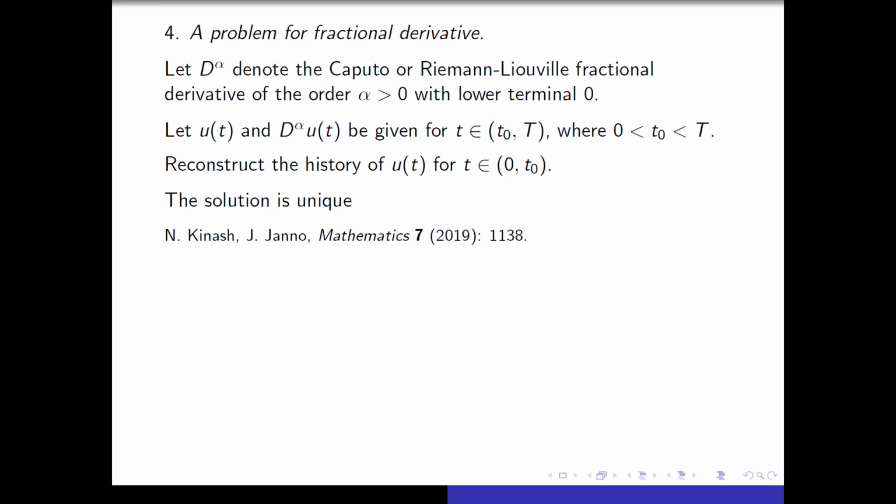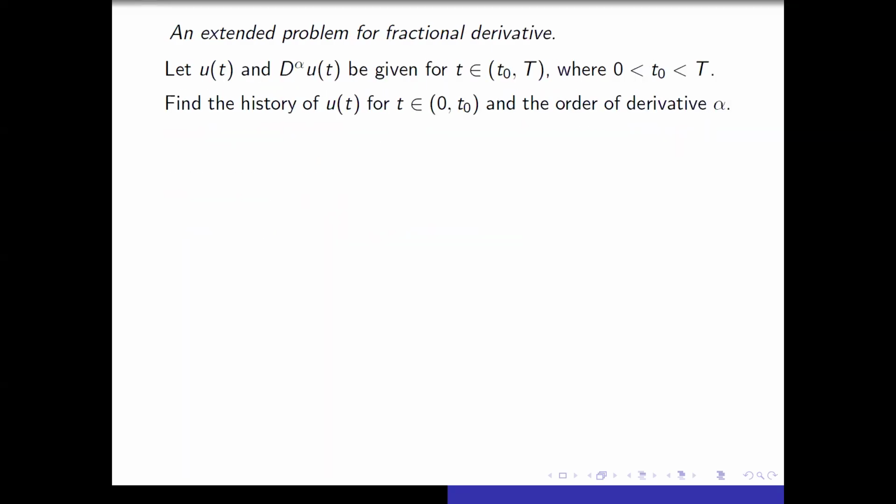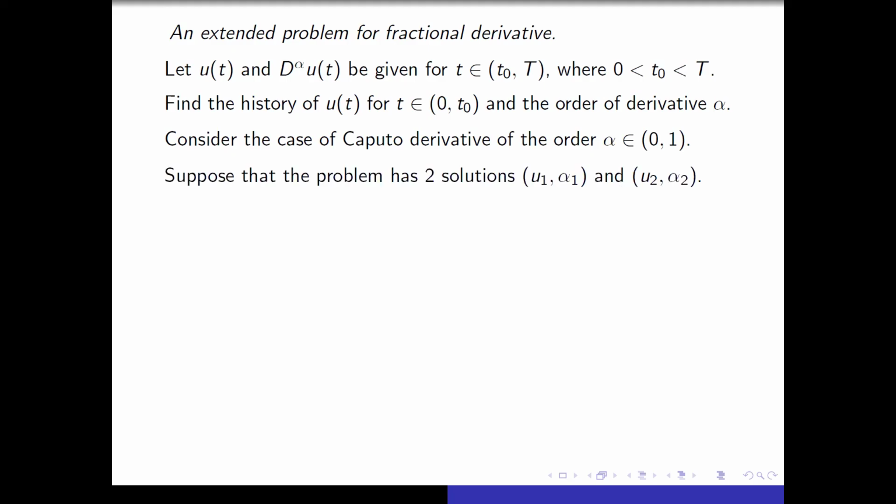We have published this result, but now I started to think about such an extended problem where, in addition to this history, also the order of derivative alpha is unknown here. And it turns out that here also some kind of irregularity is useful. To be more precise, let's consider the case of Caputo derivative of order between 0 and 1. And suppose that such a problem now has two solutions.